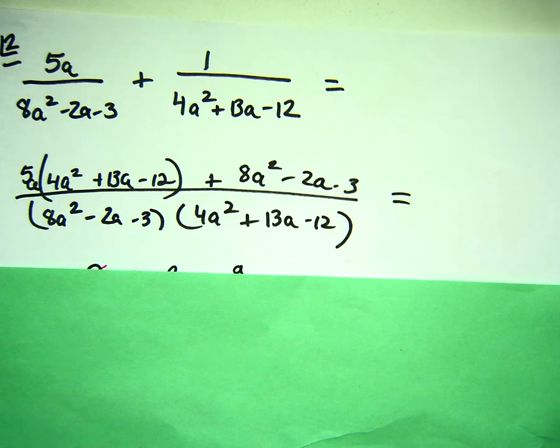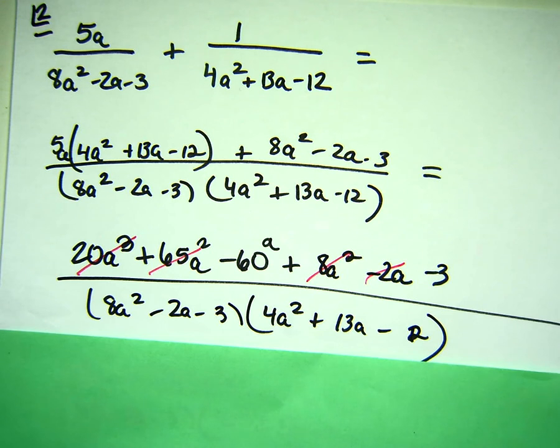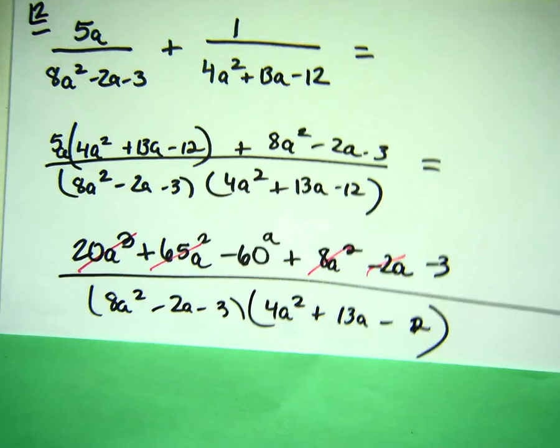Your next step now is going to be the distributive property. So whatever's on the outside multiplied by what's on the inside. So we have the 5a times the 4a squared, so that's 20a cubed. The 5a times the 13a, so that's 65a squared. Then the 5a times 12, so that's going to be the 60a. Bring down the 8a squared minus 2a minus 3. Now we're going to combine like terms. Well, I know that I can do something with the 65a squared and the 8a squared. I also can combine the 60a and the minus 2a. So, watch this.